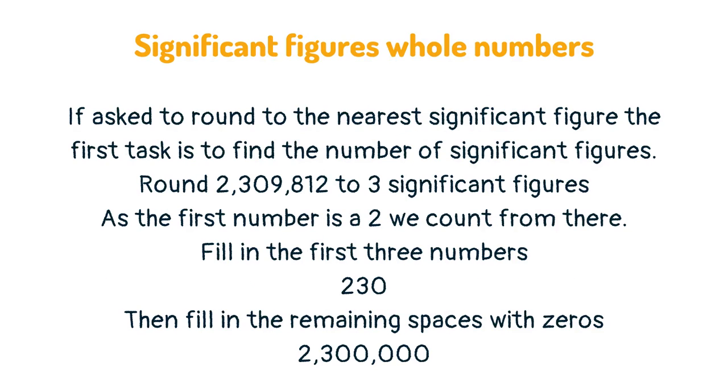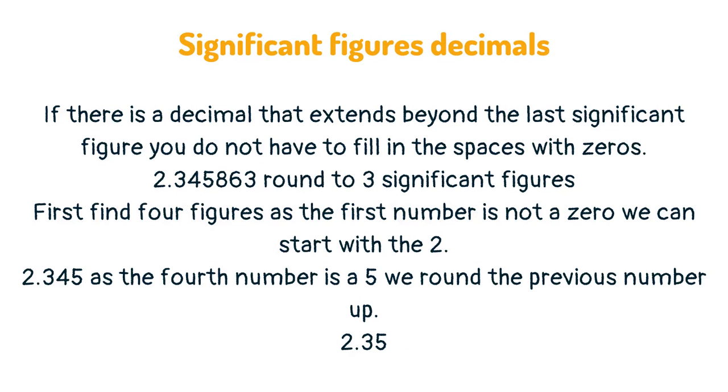If asked to round to a number of significant figures, the first task is to find the number of significant figures. Round 2,309,812 to 3 significant figures. The first number is a 2. We count from there. Fill in the first 3 numbers, 230, then fill in the remaining spaces with zeros. 2,300,000.